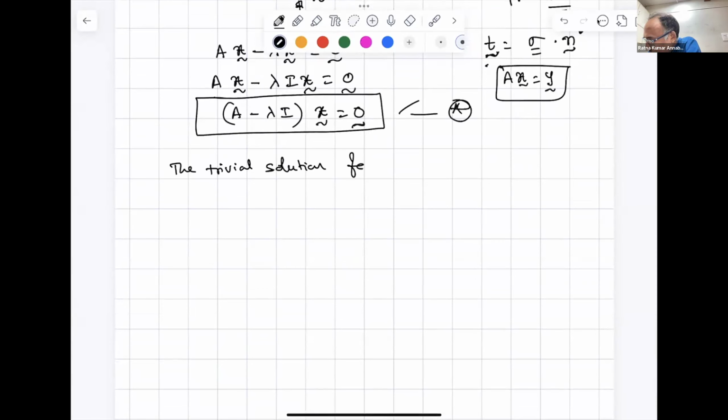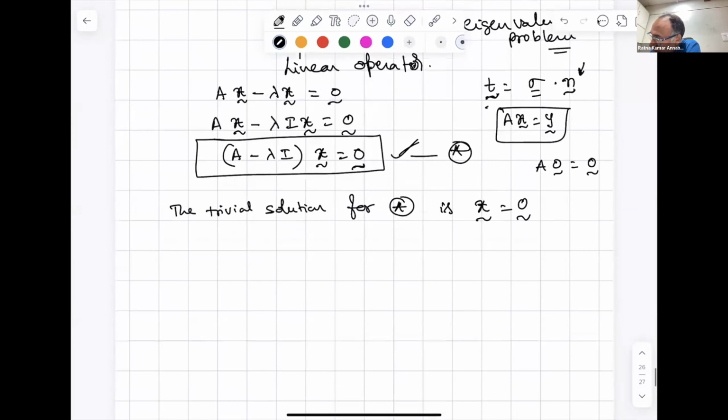Now, the trivial solution for the starred equation is X equal to null vector. If X is equal to 0, then the equation will be satisfied or not. But that means for any matrix, the null vector is an eigenvector. Because if you multiply any matrix with the null vector, you will always get the null vector. So the null vector is an eigenvector to every matrix. So that is not a special scenario. That is a trivial solution.